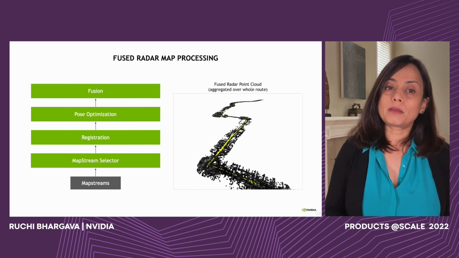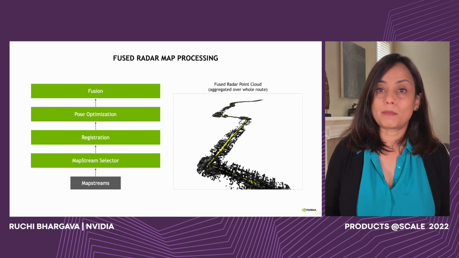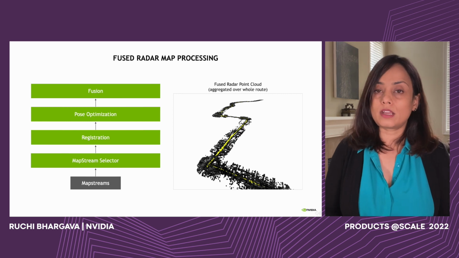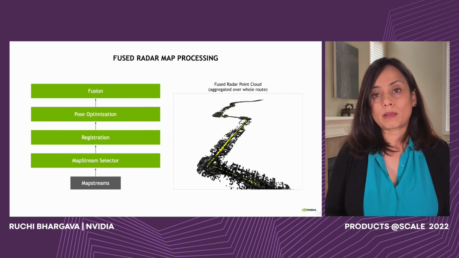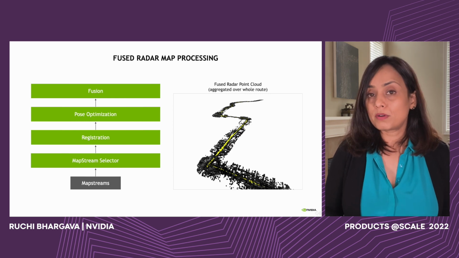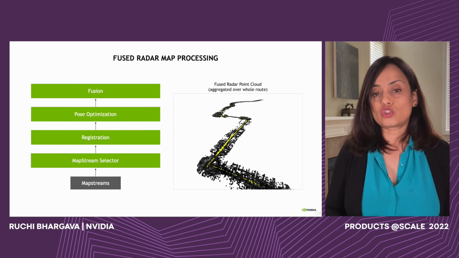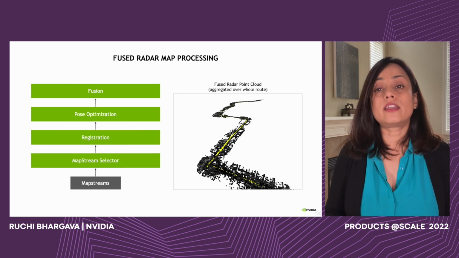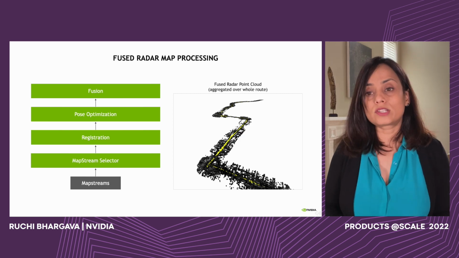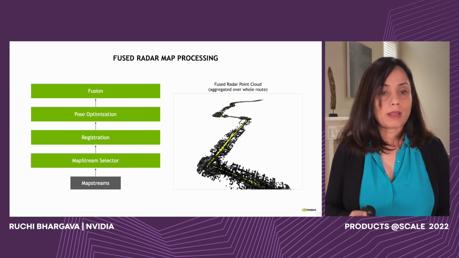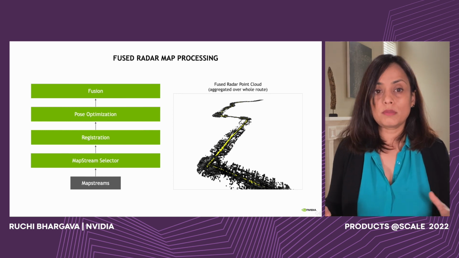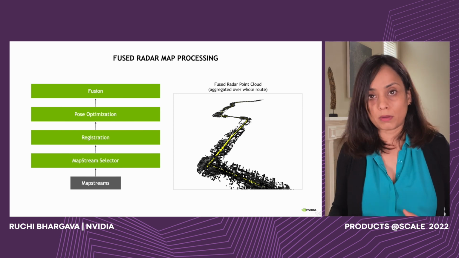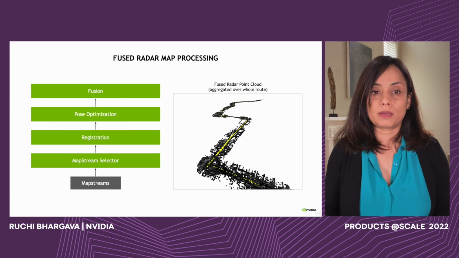The first step for the mapping pipeline is always to find relevant map streams. The map stream selector is trying to find geometrically overlapping map streams, and then it feeds those map streams into the registration module. The main purpose of the registration module is to find a geometric relationship between pairs of drives in locations where they overlap and create relative pose links. These relative pose links allow us to place two map streams into a common coordinate system. And this is really needed to align landmarks and all the other features that we talked about in the map across different layers of the map.